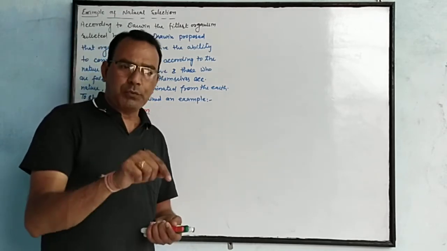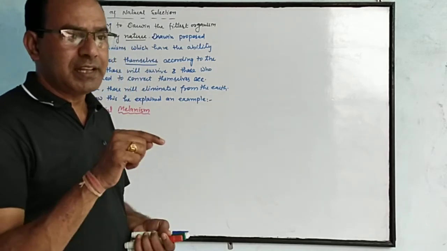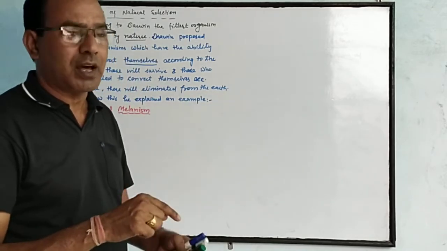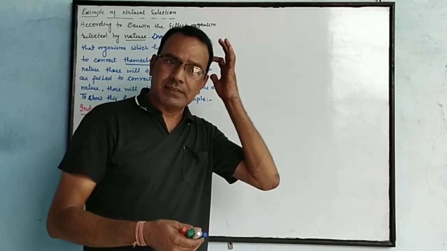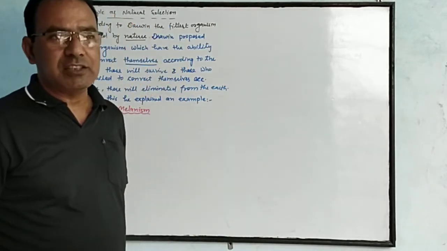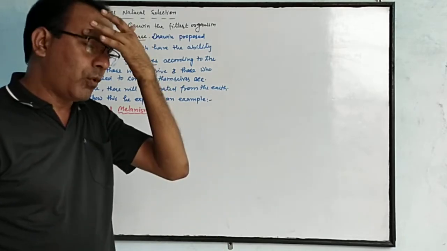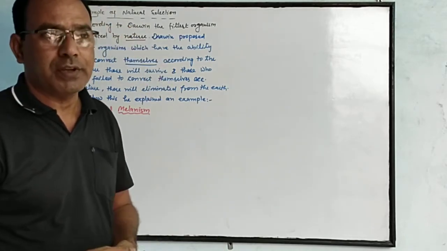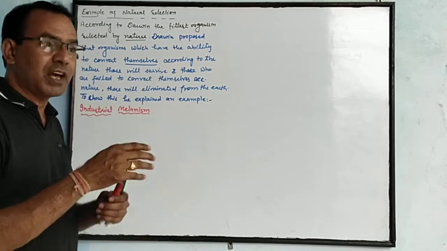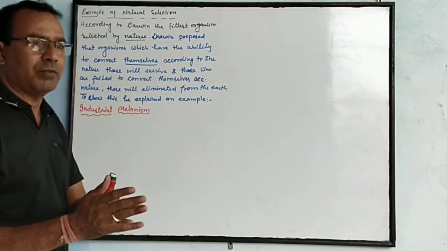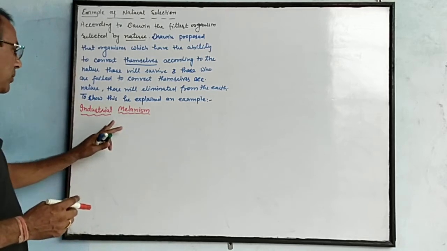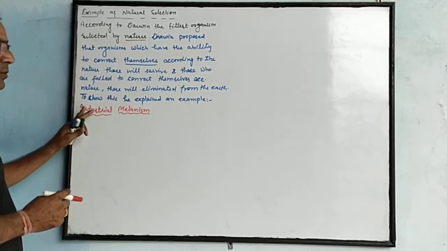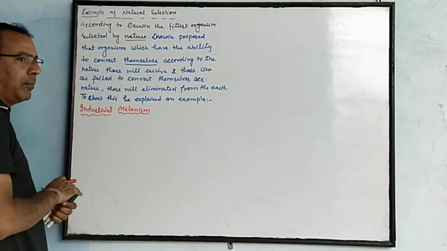Thus the white-winged moths can easily be seen on the dark-colored stem, due to the deposition of polluted air and polluted gases. Thus the predator can easily see these white moths, and this is the major cause of the elimination of moths, because they are not able to convert themselves according to nature. This example was proposed by Darwin, through industrial melanism.